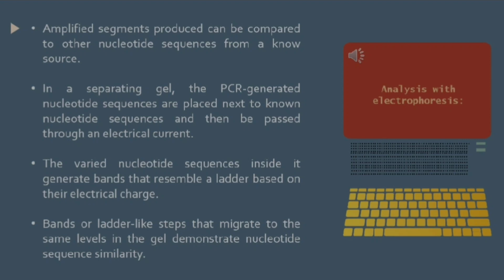In a separating gel, the PCR-generated nucleotide sequences are placed next to known nucleotide sequences from human, pathogen, or other sources. The gel is then passed through an electrical current, and the varied nucleotide sequences inside it generate bands that resemble a ladder, based on their electrical charge and molecule size. This is known as gel electrophoresis. Bands or ladder-like steps that migrate to the same level in the gel demonstrate nucleotide sequence similarity. This is one of the most common methods for completing PCR tests.